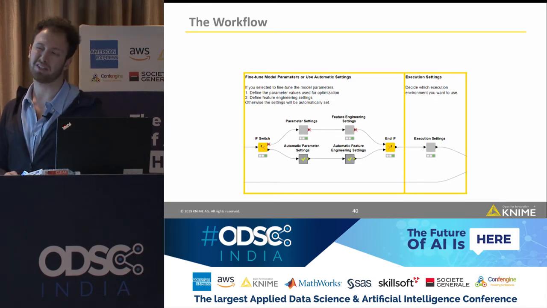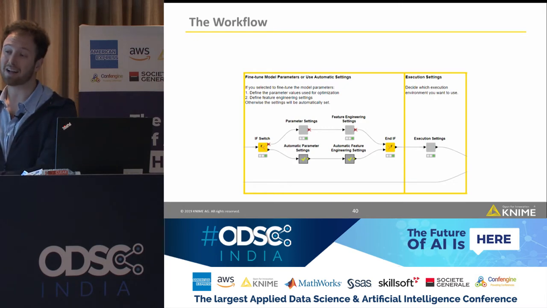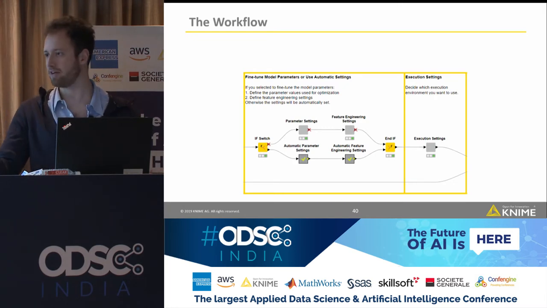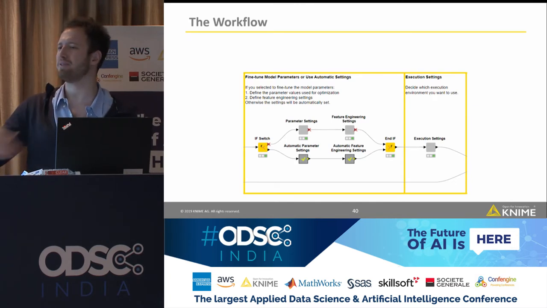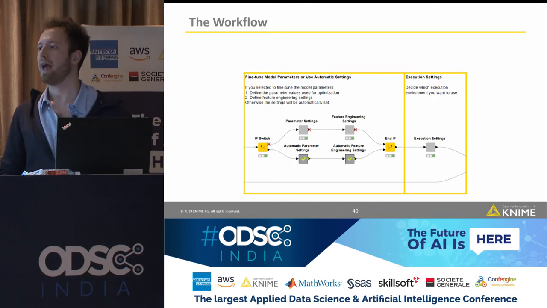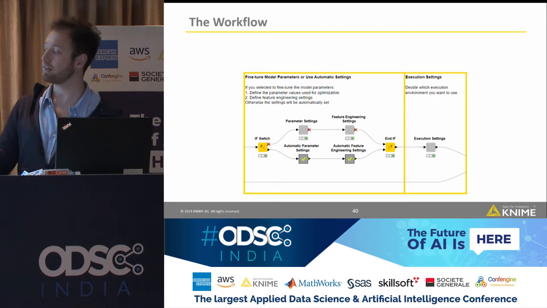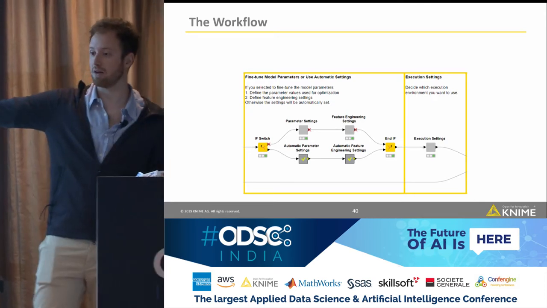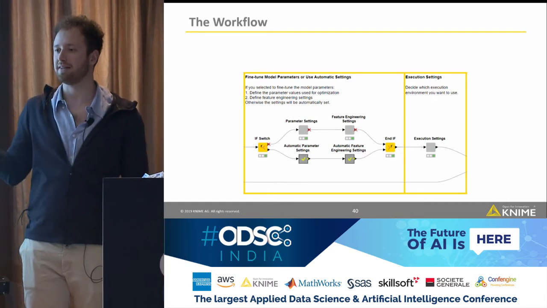So you can ask the user, do you want to define exactly how the hyperparameter optimization will take place and the feature engineering, or do you want to just skip this part because it's too hard for you? And if they say, no, I want to skip it, then default settings will be used in the lower branch, right? Because those will be automatically set.